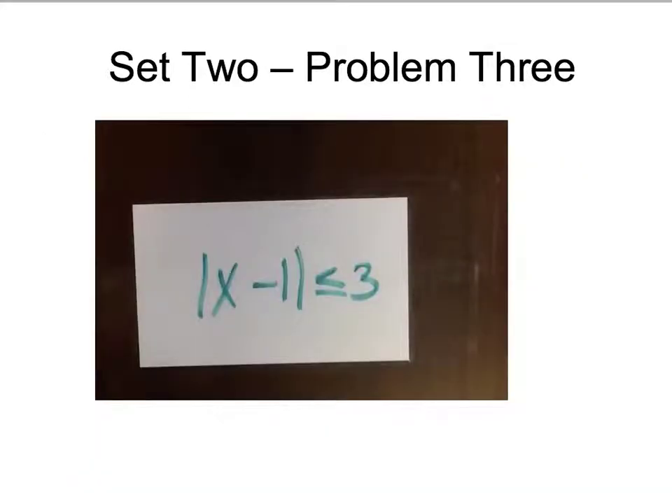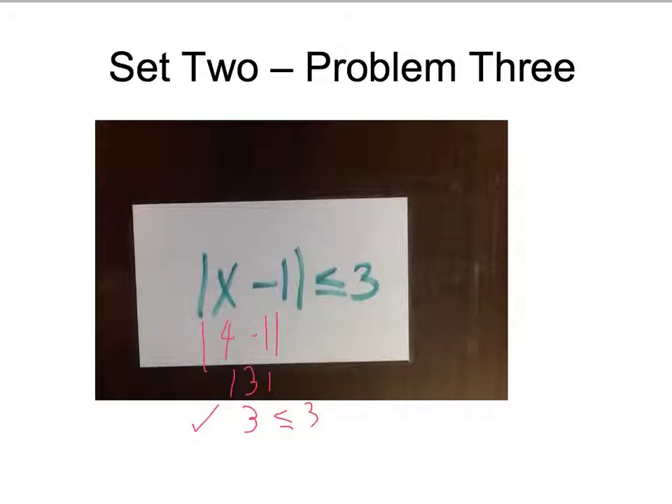Set 3, or problem 3, the absolute value of x minus 1 is less than or equal to 3. So we're trying to find the values of x that after I take away 1 and then take the absolute value of that number, it's a number that is smaller or equal to 3. So again, I just have to plug in numbers. Let's start with, let's say 4. 4 minus 1 is 3. When I take the absolute value of 3, I get 3. And 3 is less than or equal to 3. So that is one of my solutions.